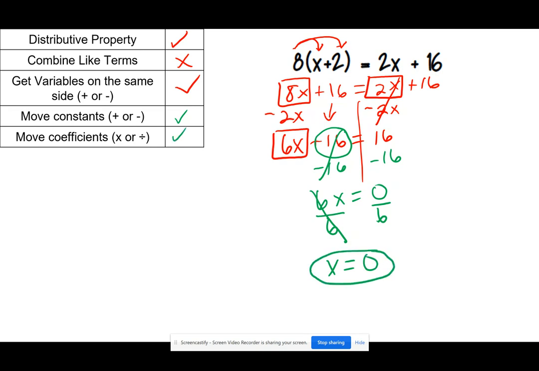So I've done all the steps. If I want to go back and double check, I can substitute 0 into the original equation every time I see an x. And my left side and my right side should be equal to each other. Okay, this one has one solution.